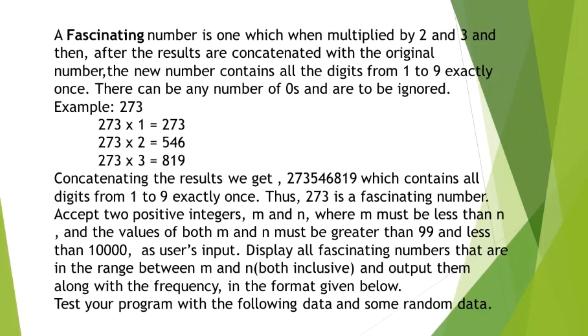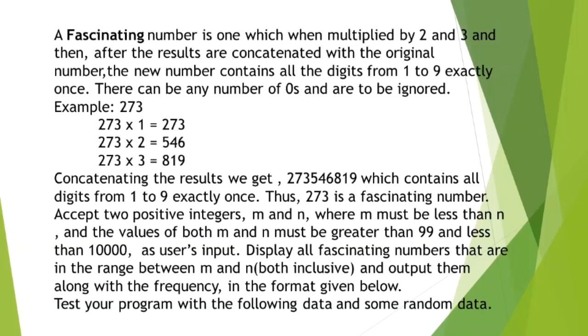For example, if we take the number as 273, the original number is multiplied with 2 and 3. Multiply 273 by 2, we get 546. Multiply it by 3, we get 819. So we have to concatenate the three numbers 273, 546 and 819, which contains all the digits from 1 to 9 exactly once. So 273 will be called a fascinating number.